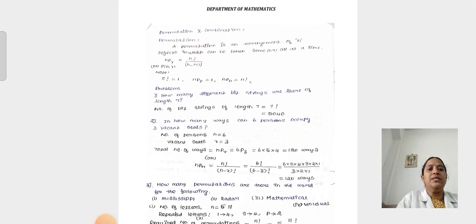Look at the problem. How many different bit strings are there of length 7? Here our n value is 7. So the number of bit strings of length 7 is nothing but 7 factorial. Replace n by 7 factorial. 7 factorial is nothing but starting from the number 7 and going in descending order: 7 into 6 into 5 into 4 into 3 into 2 into 1. The answer is 5040.